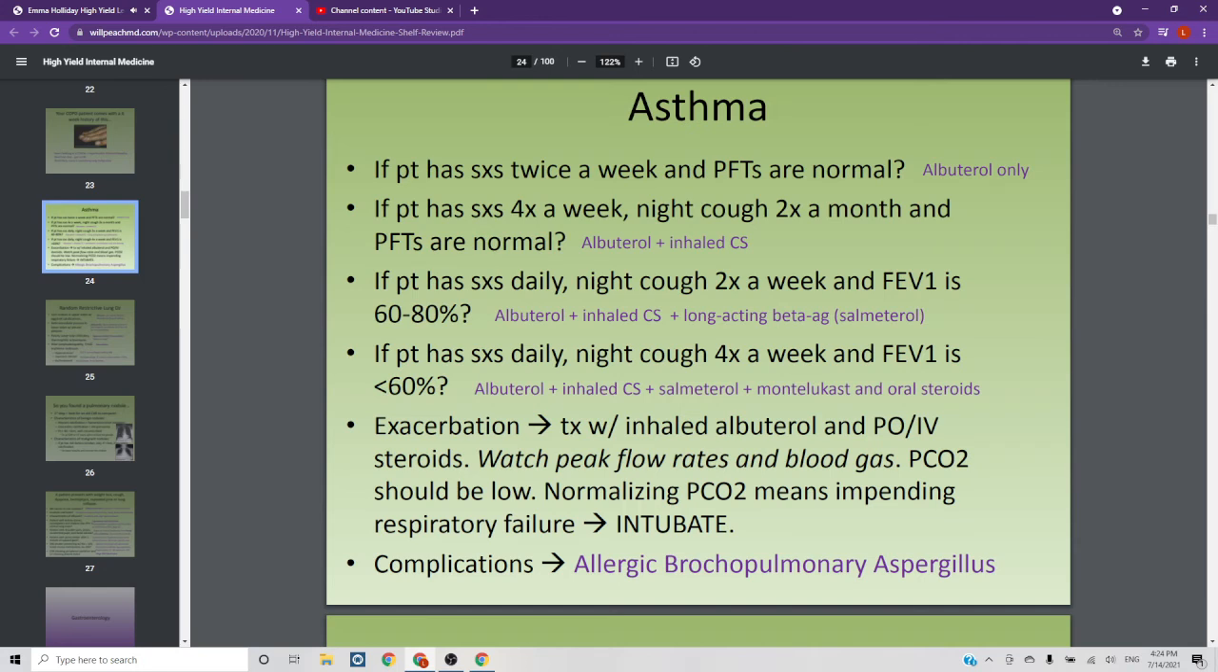If the patient has symptoms 4 times a week, they cough at night a couple times a month, but their PFTs are still normal, what do we treat the next one with? Yes, so now we add inhaled corticosteroids. If the patient has daily symptoms, a night cough more often, twice a week, and now their FEV1 is starting to go in the crapper, 60 to 80% predicted value.